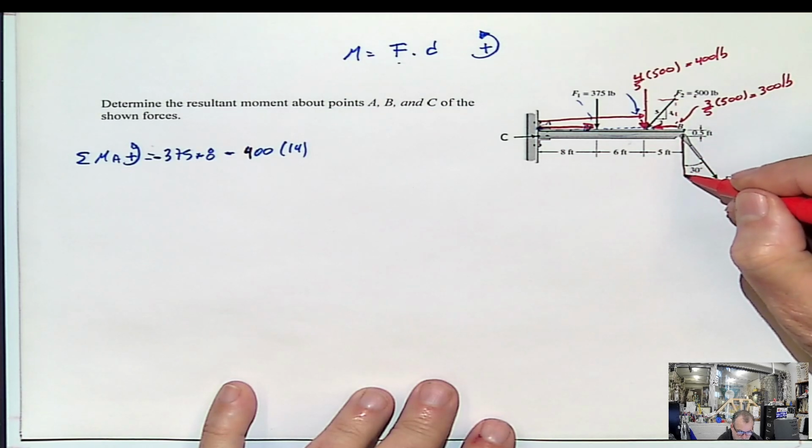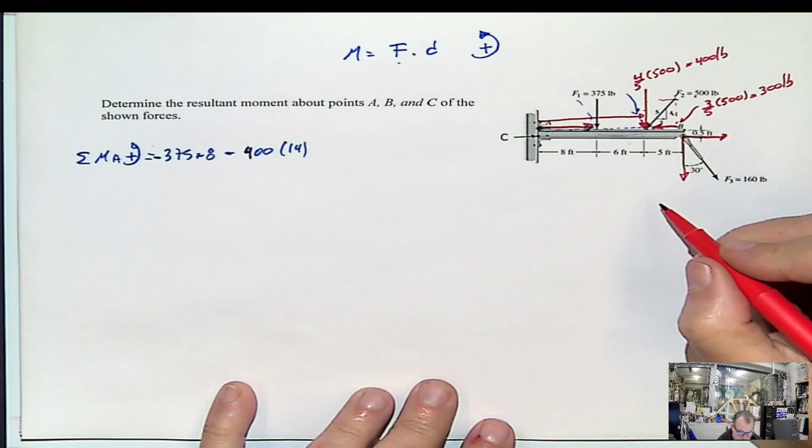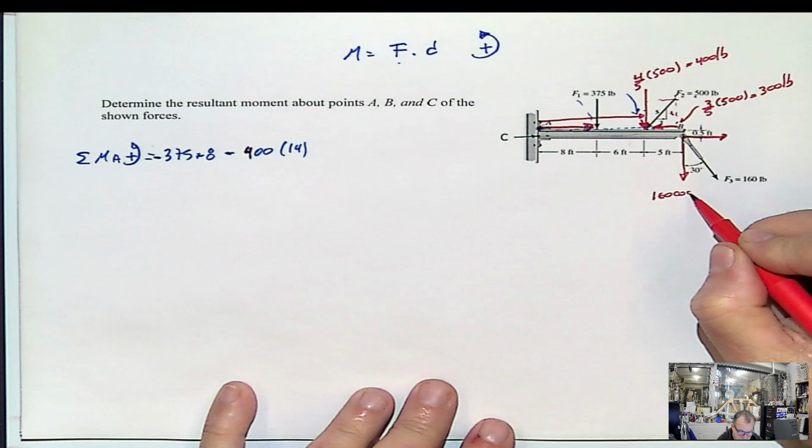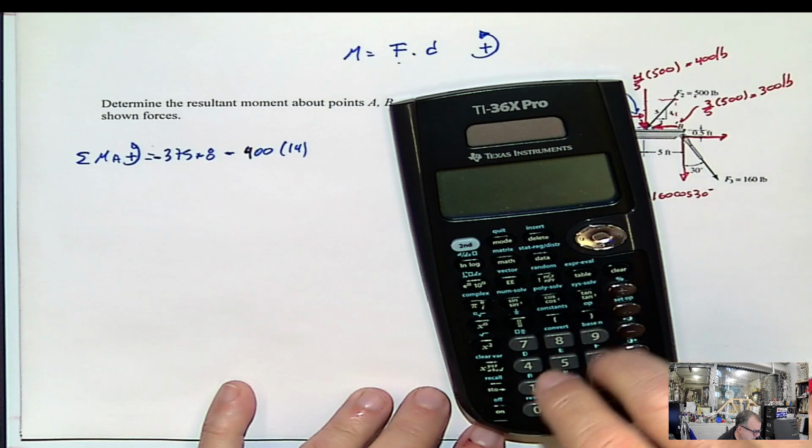And the last force will be this force and this component. This component here will be 160 cosine 30.